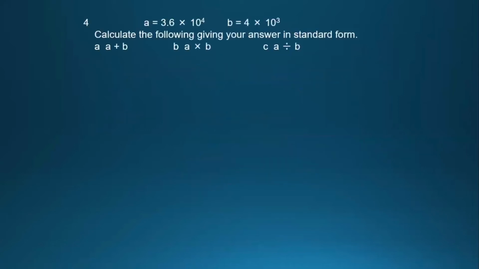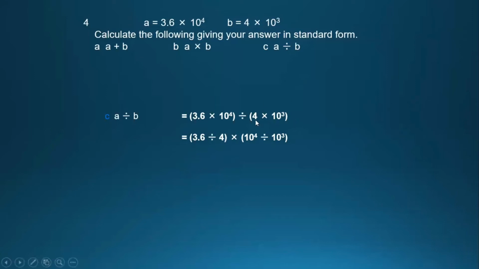Got it? Now let us do A divided by B. Let us put the values of A, 3.6 into 10 to the power 4 divided by 4 into 10 to the power 3. So here it is 3.6 divided by 4. It's a division. Multiplication and division is easy. 10 to the power 4 divided by 10 to the power 3. 3.6 divided by 4 is 0.9 and 10 to the power 4 divided by 10 to the power 3 is 10 to the power 1. Laws of exponents: A raised to m divided by A raised to n is A raised to m minus n. This is how you get 10 raised to 4 minus 3, which is 10 to the power 1.